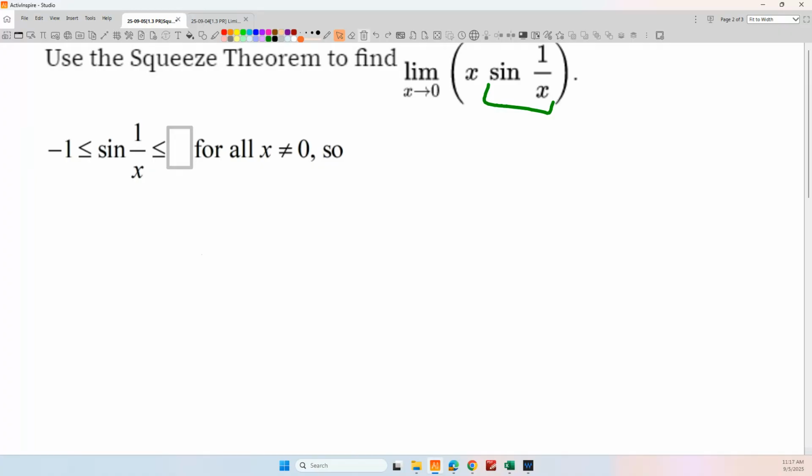So sine of anything, it doesn't matter what you input, the output is always going to be greater than or equal to -1, and always less than or equal to +1. Agreed? Okay, makes sense, for all x not equal to 0. We couldn't input 0 there, because at 0 that thing oscillates infinitely. We talked about that. Okay, so if that's true, and I multiply everything through by x, what do we get?